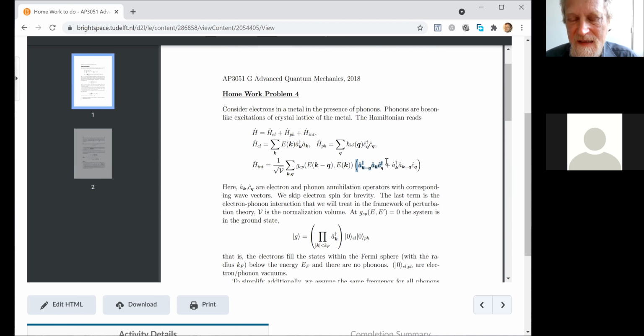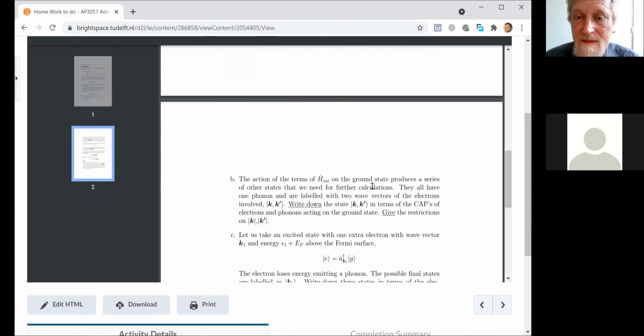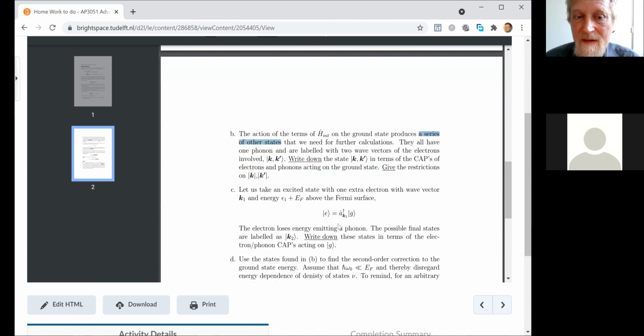We have two terms in interaction, and let me say it again. It's not a big mystery that if this term acts on this ground state, it doesn't do anything because there are no phonons to annihilate. So we can concentrate only on this term, only on these terms. Fine. So we get a series of states that we need for further calculations. They all have one phonon and are labeled with two wave vectors.